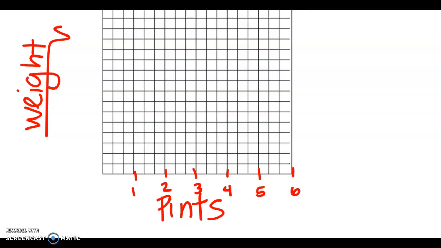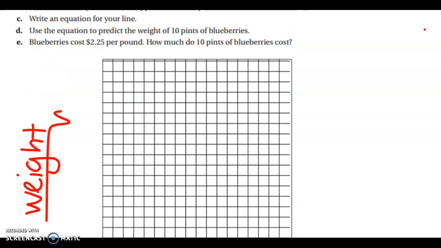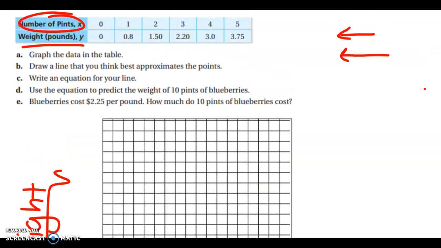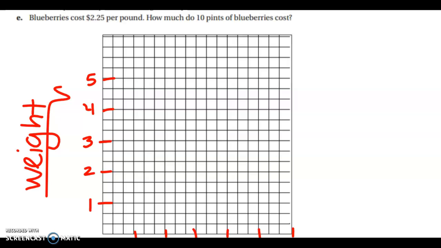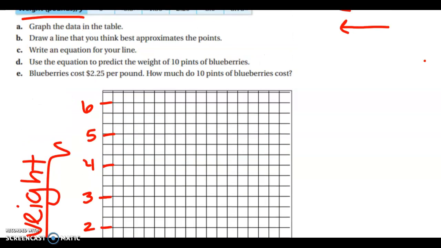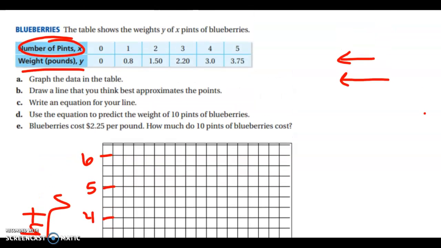Okay? Along the side, I now need to go all the way up to 4. So I'm just going to go ahead and do the same thing I did along the bottom. 1, 2, 3, 4, 5. And I don't really need to put a 6 up there. It's fine either way. Okay, now I need to plot my points. And so I'm going to look at my ordered pairs. Now this is going to be each ordered pair here.